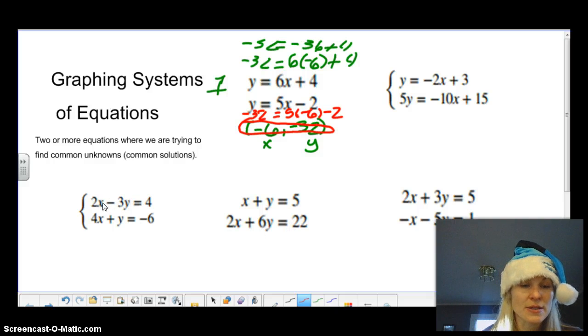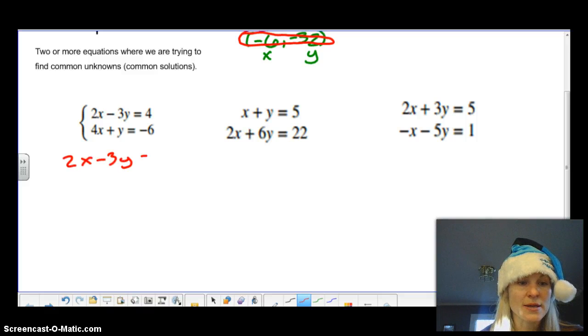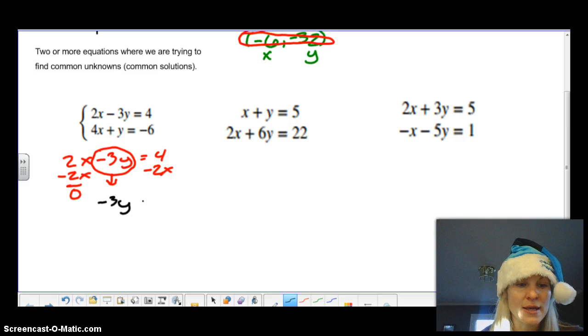Okay, so let's look at this one first here. In order to graph it, I have to have it in slope-intercept form. So I'm going to take my 2x minus 3y equals 4. Subtract the 2x over. You should be taking notes with me. Remember, this is 0. This is negative 3y equals. Remember, these are not like terms, so we write them out.